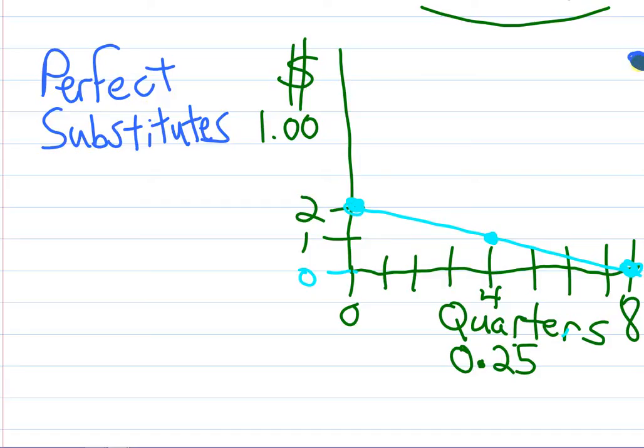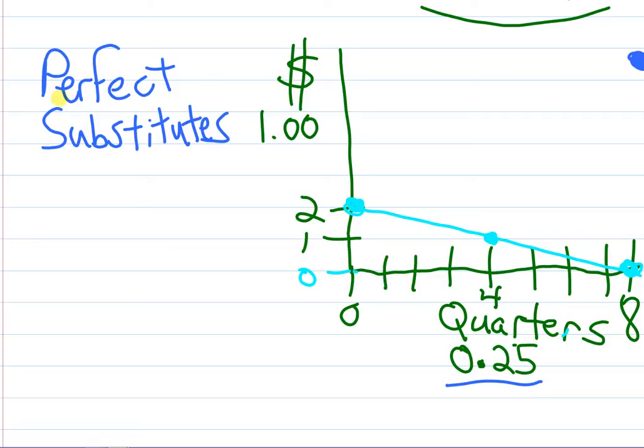And of course, our bliss point would be up here, right? We're going to be happiest as we get up to the upper right because we'll have a lot of dollars and a lot of quarters. And again, you can make the argument, I don't want a lot of quarters because these coins can get quite heavy. I understand. They're not exactly perfect substitutes, but they're going to be pretty close.